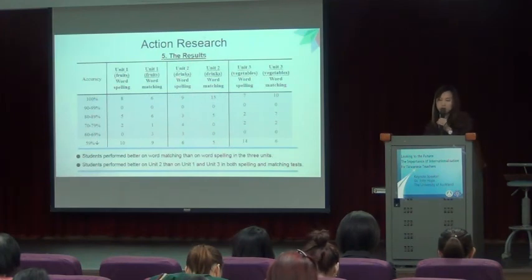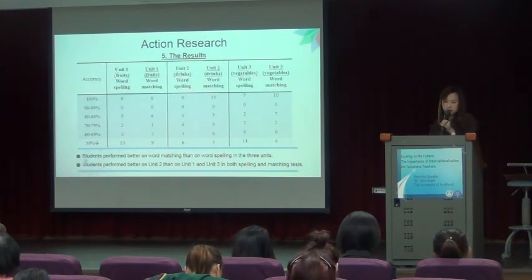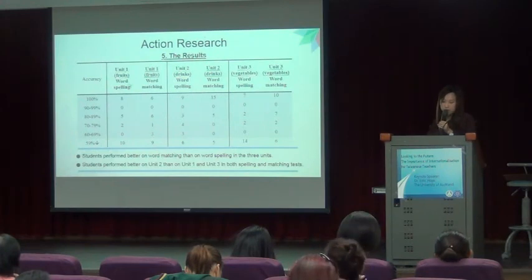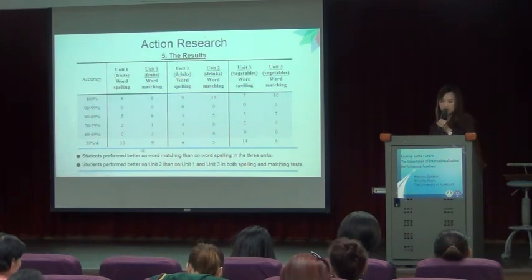You can see there are 3 units with different topics. Unit 1 is fruits, Unit 2 is drinks, and Unit 3 is about vegetables. And you can see the accuracy: students perform better on word matching than on word spelling in the 3 units. So maybe it means that the word matching test is much easier than the word spelling test. And according to the accuracy, you can also see that students perform better on Unit 2 than on Unit 1 and Unit 3 in both spelling and matching tests. Maybe because in Unit 2 the topic is easier than Unit 1, fruits, and Unit 3, vegetables. So the topic matters.